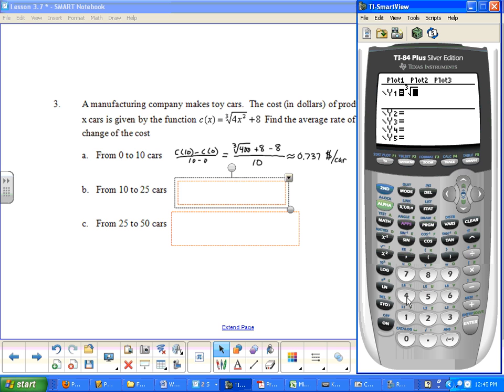The cube root of 4x squared plus 8. And let's see, I could go by 5s in my table then, couldn't I? Because of the numbers I'm using here. Or you could do this. Go to your table setup, and you could go to ask. And when it's in ask mode, that means then you put in the numbers you want for x. So I want from 0 and I want 10. So there's my two numbers that I could use.